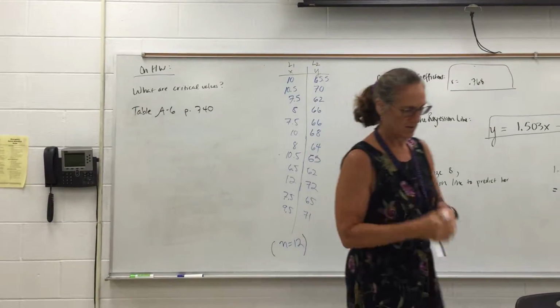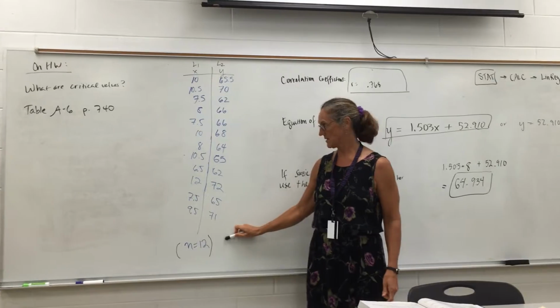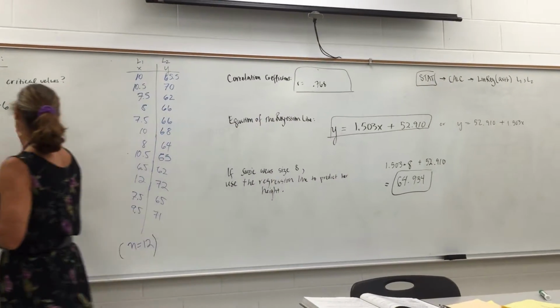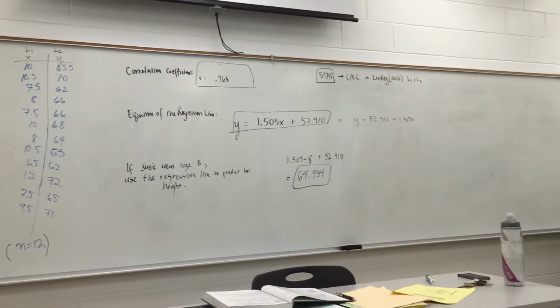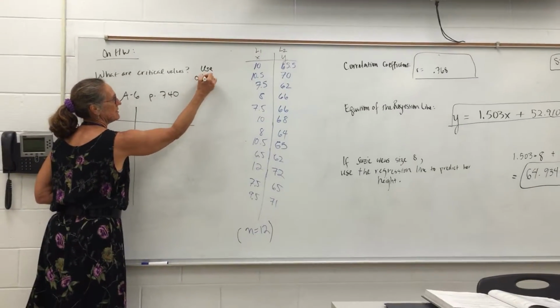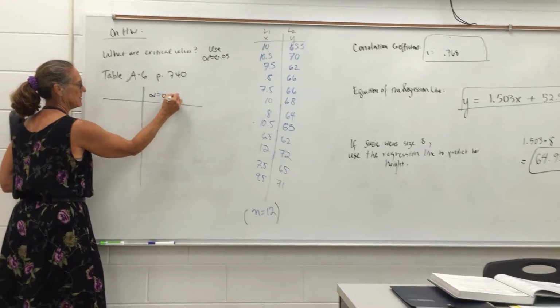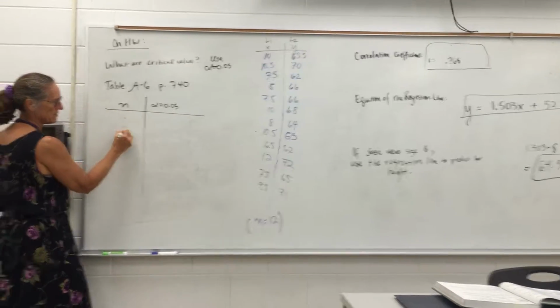Right now, you count how many points there are. That's n equal to 12. And you look at what it says. It's going to tell you what to use for alpha. Okay? 0.05 is the most common one, so that would be the first column. So you go down to 12.